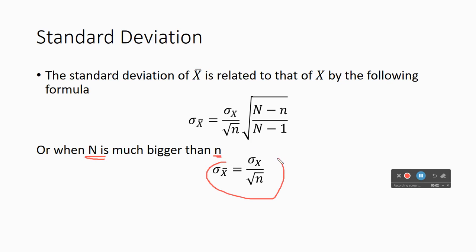Now when capital N is much bigger than little n, we can get away with a much simpler formula, and this is the one we will use most of the time: the standard deviation of x bar is equal to the standard deviation of x divided by the square root of the sample size n.